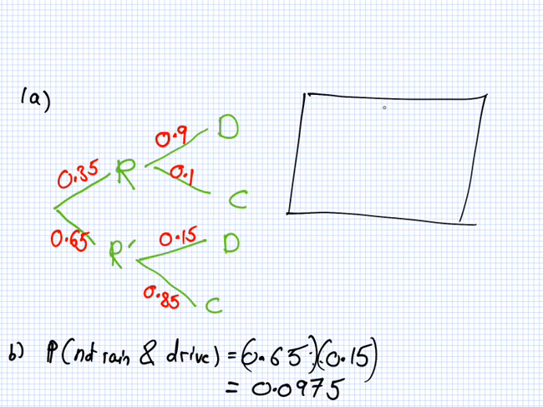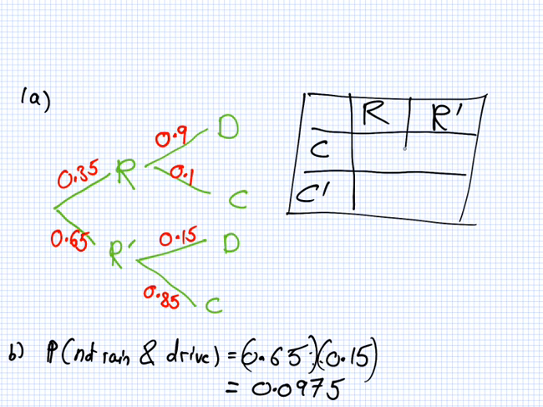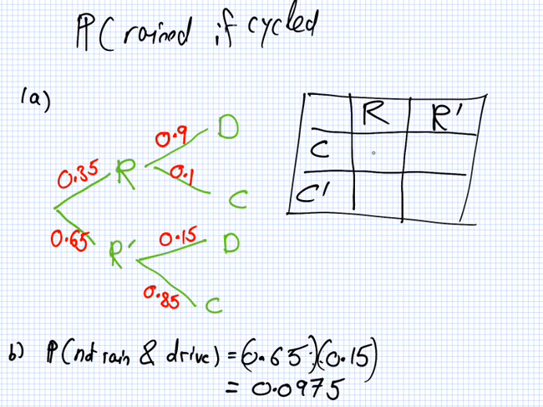Now, please, the English. The English is difficult. I know we don't like English. I don't like English. You don't like English. Nobody in this room likes English. But we need to be careful about it. This is different to the first part. The first part is the probability that it does not rain and he drives. This is the probability that it rained if he cycled.